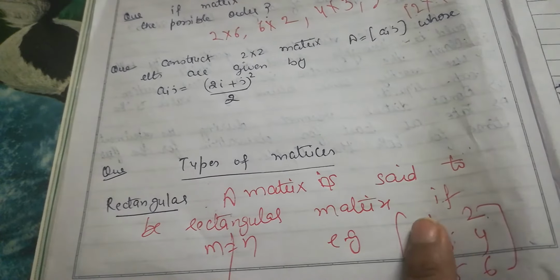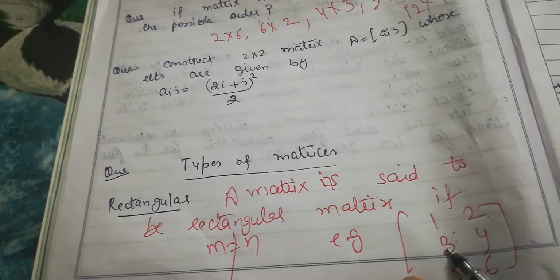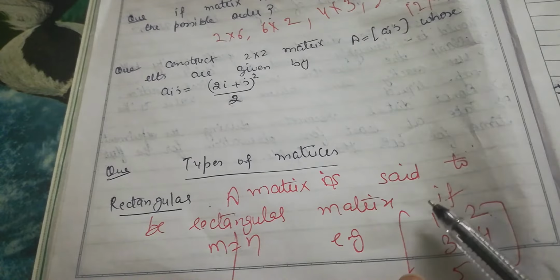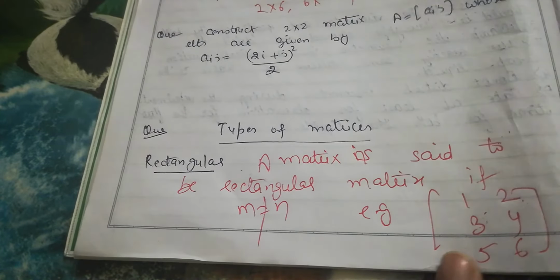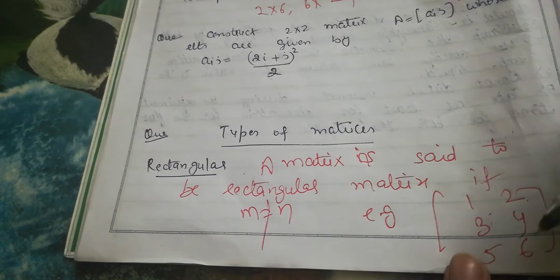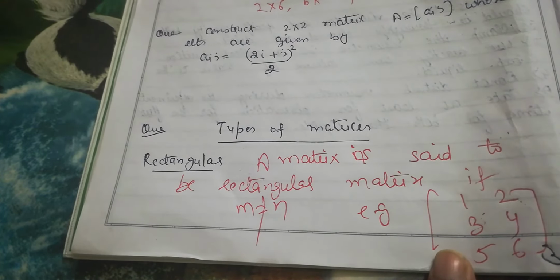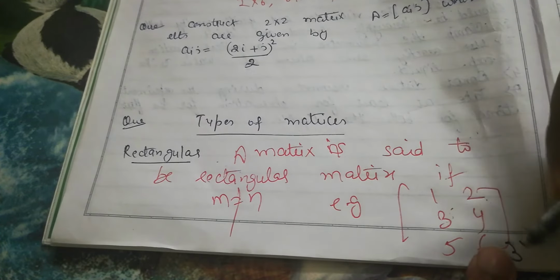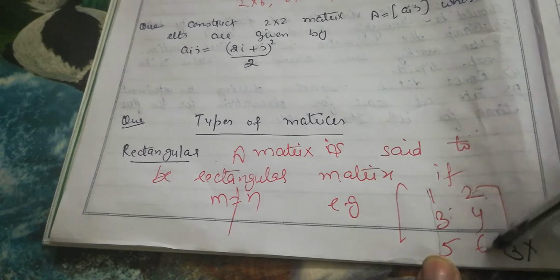You can see here, this is the first row, this is the second row, this is the third row. So how many rows are there? We have 3 rows. Okay, guys. So how many columns are there? 1 column, 2 column.